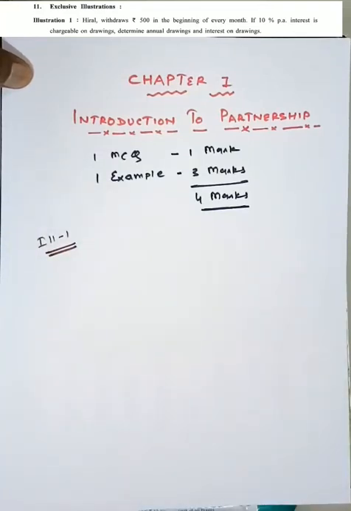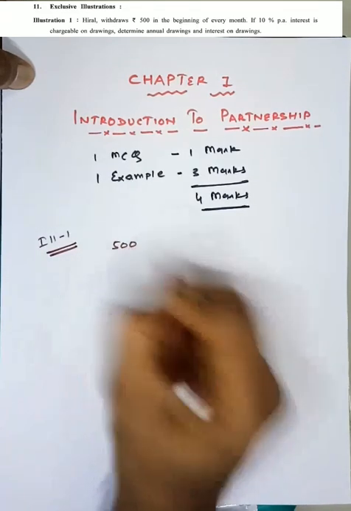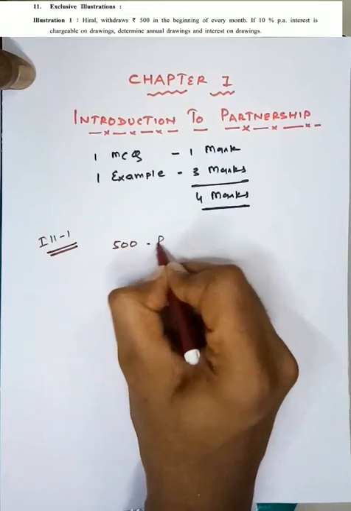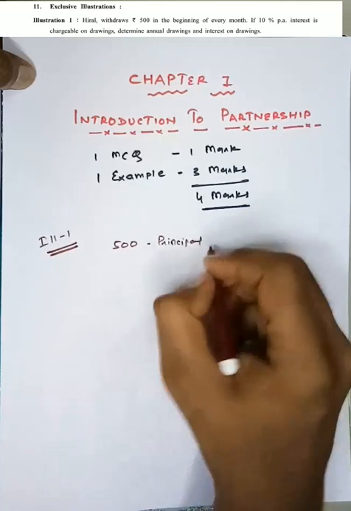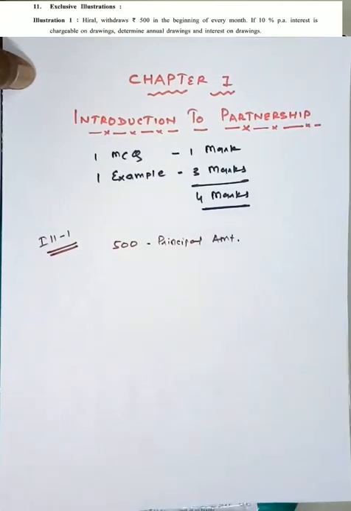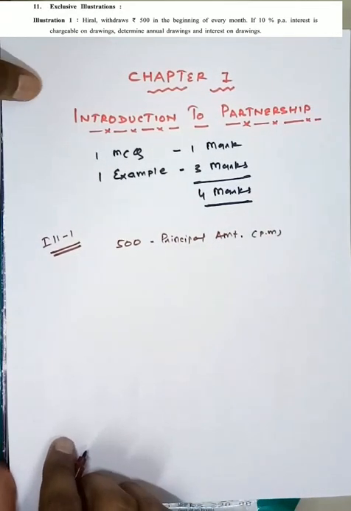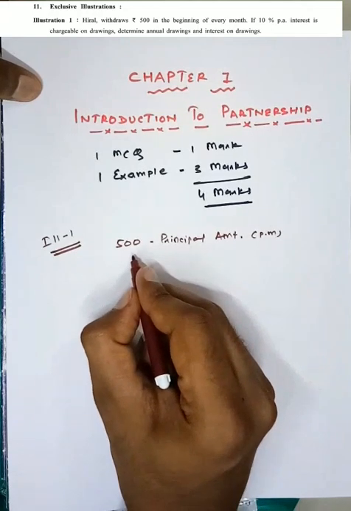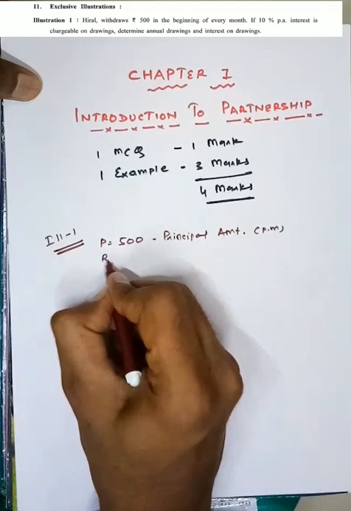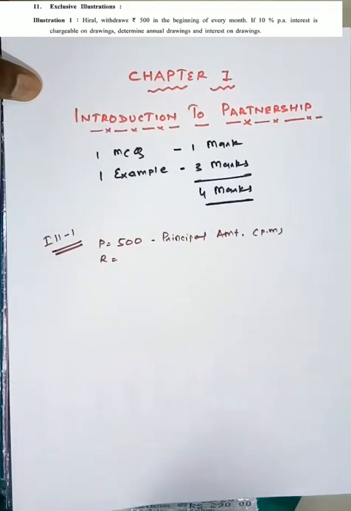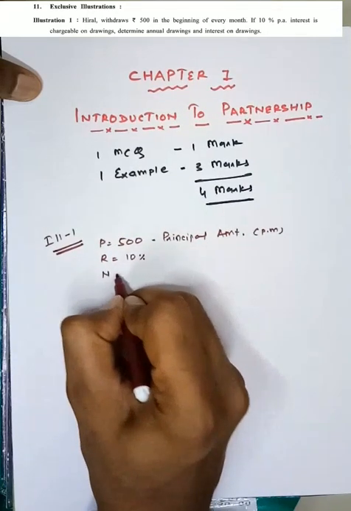So here she is withdrawing every month 500 rupees. So 500 rupees will become your principal amount. 500 rupees per month she is withdrawing, and she is withdrawing it in the beginning of the month. So this will become your P. So what is the rate of interest? The rate of interest is 10%, that is given in the example.